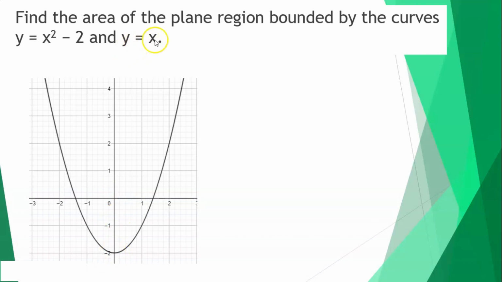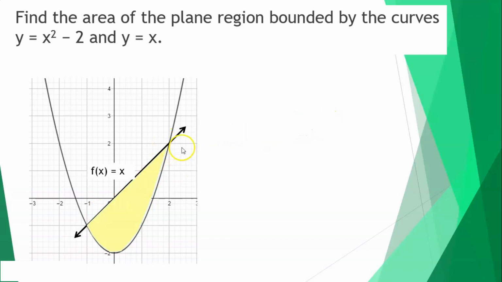Then y equals x, this is a linear. So if our x is 0, our y is 0. If our x is 1, our y is also 1, and so on. So we will have this graph. And take note, their points of intersection are at negative 1 and positive 2. So therefore, what's the area of this region bounded by the two curves?